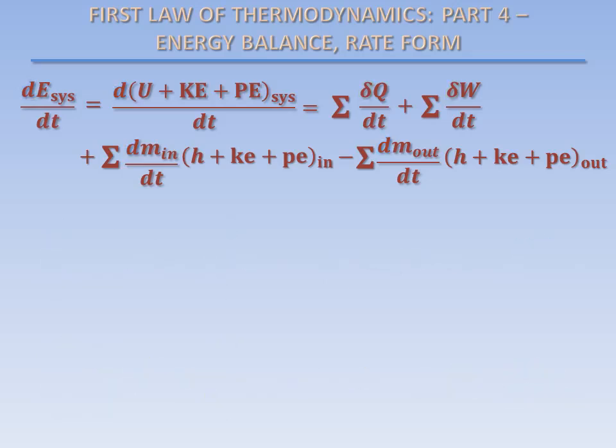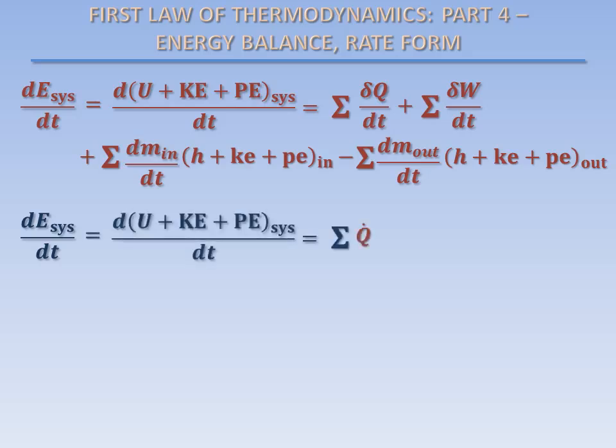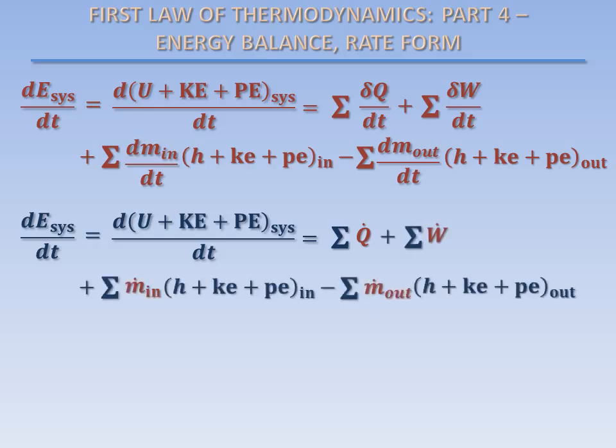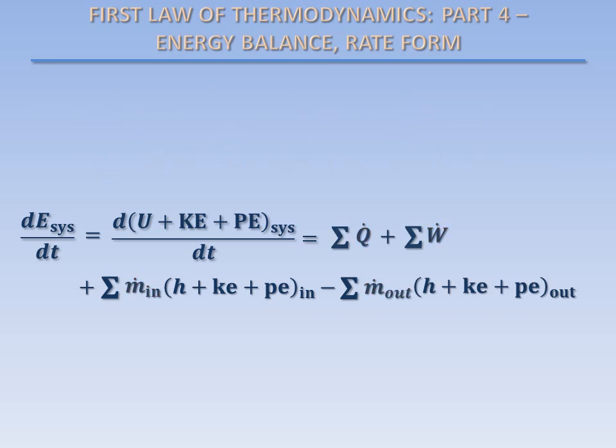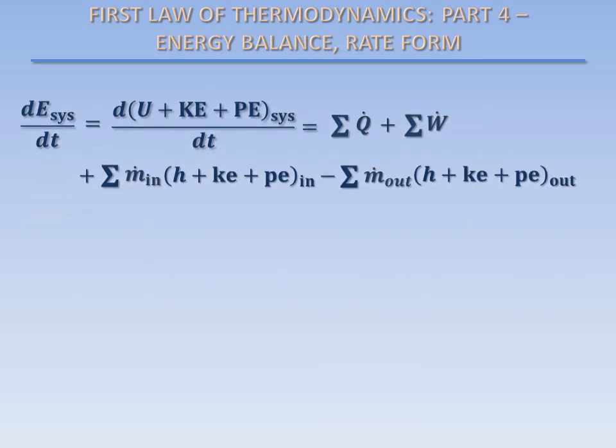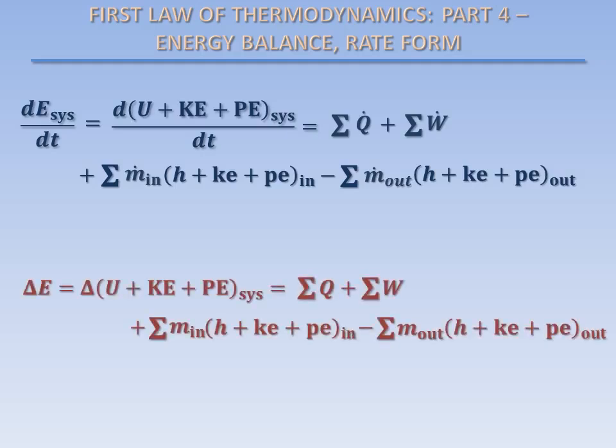We can simplify the rate form of the energy balance by writing time derivatives as the variable with a dot over the top as follows. Note that by integrating this equation over time, we arrive back at our original expression for conservation of energy.